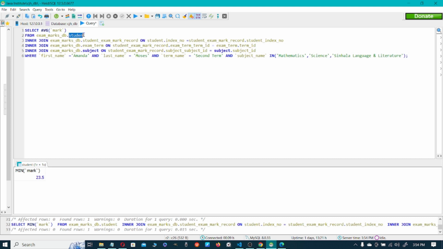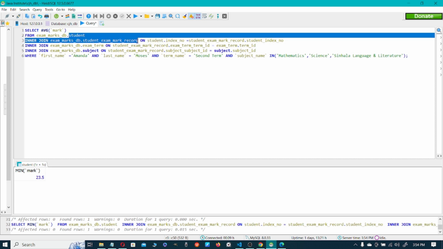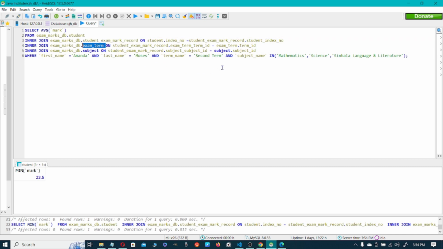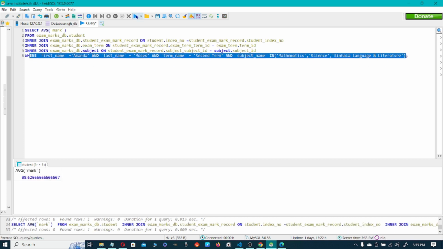Moving on, we have inner joined the student table with the student exam mark record table, so we can access the ID of Ananda Moses. And then we have inner joined the exam term table, as they have mentioned the marks that she has obtained for the second term. Then we have inner joined the subject table, as they have mentioned the subjects, and then you can see our condition. Let's execute our query.